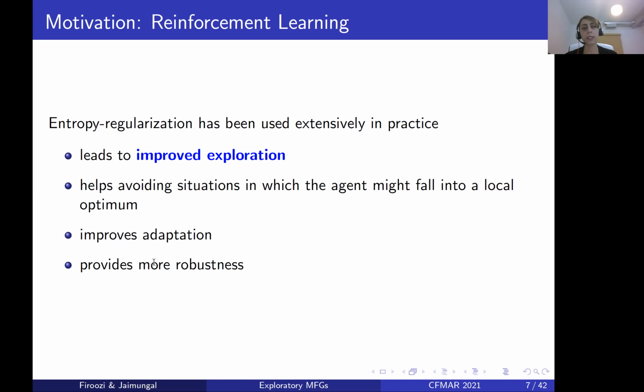Another advantage is that it improves adaptation. For example, if we consider two robots that learn to walk in an area, one of them with exploration, another one without exploration, without entropy regularization, then if they are put in a maze, the one which hasn't used entropy regularization or randomization while learning to walk takes longer to navigate the maze. So this exploration helps to adapt to new situations, and also makes agents more robust with respect to rare or unforeseen events, because they have explored more states in the process of learning when they use entropy maximization.